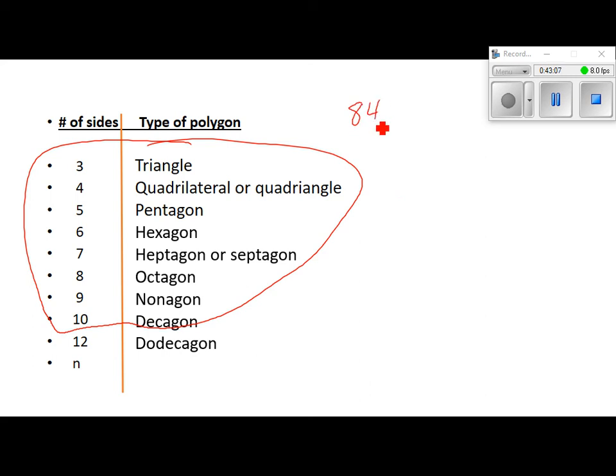8,426. So if it's got that many sides, all we do to name it is write it that way. You just put a dash and then G-O-N. That's my circle.